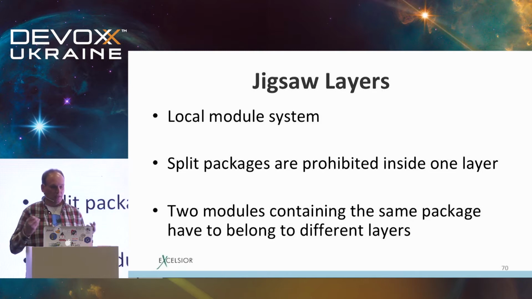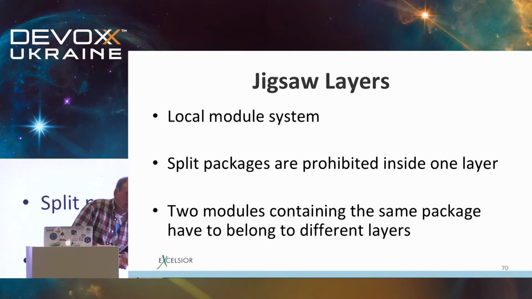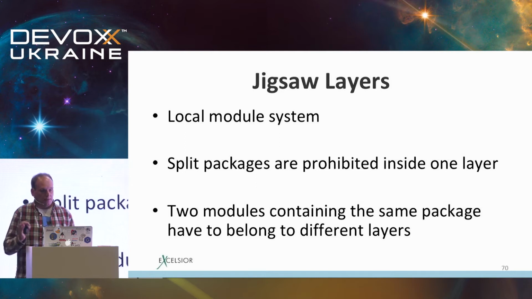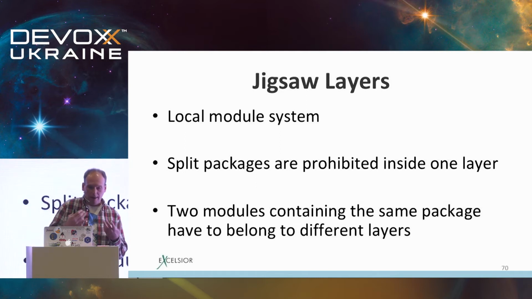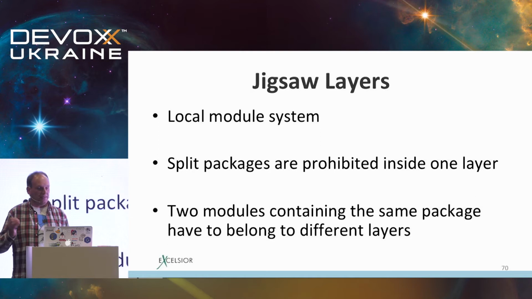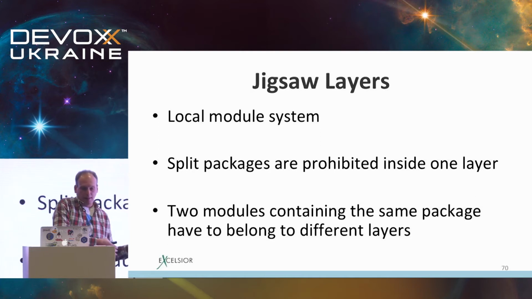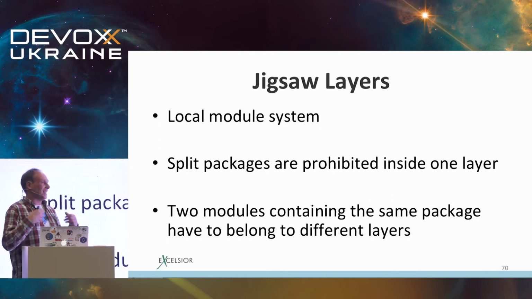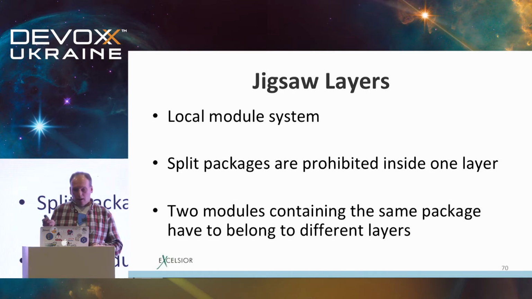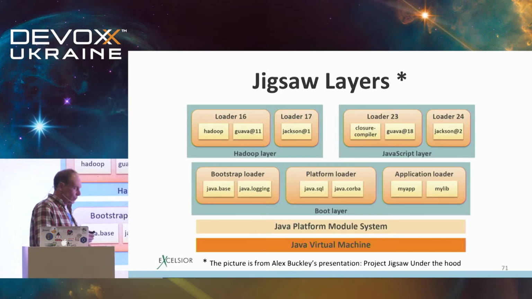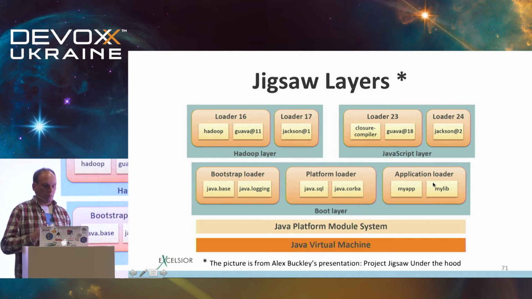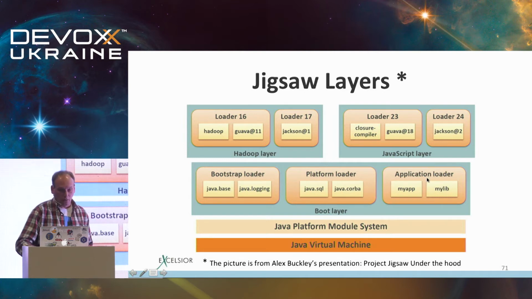When I told you that split packages are prohibited in Jigsaw, I was a bit incorrect. They are prohibited only in one layer. But if two modules with the same packages belong to different layers, then Jigsaw does not treat it as a conflicting situation. Jigsaw itself defines the so-called boot layer that contains platform modules that are loaded by the bootstrap loader, platform extension modules that are loaded by the platform loader, and your application modules are loaded by the application loader.